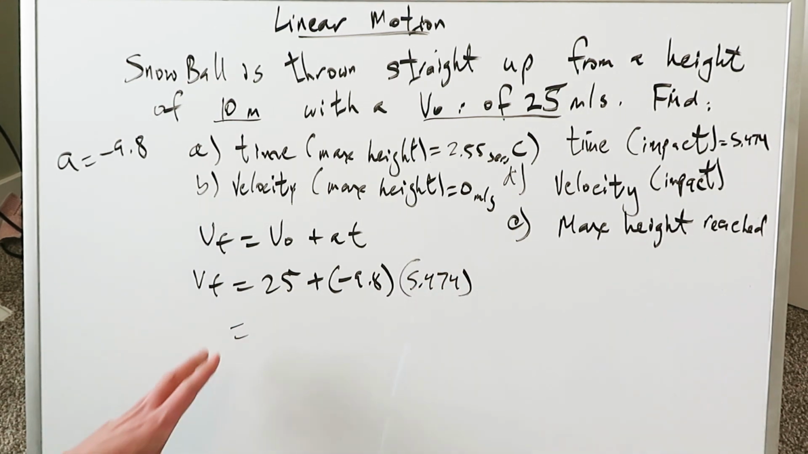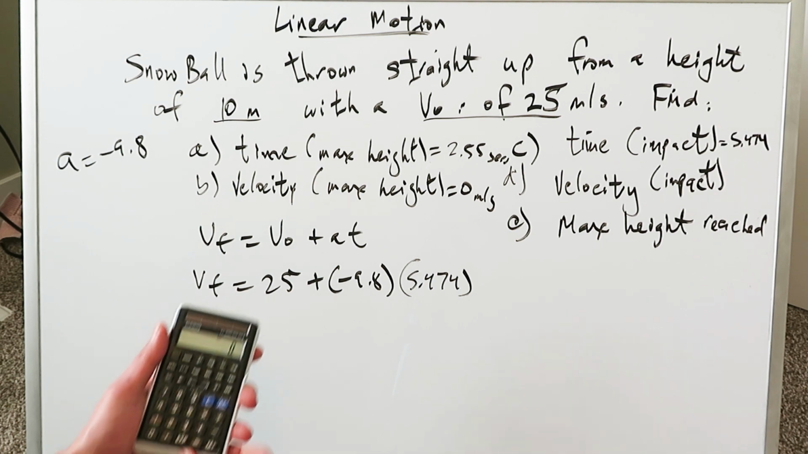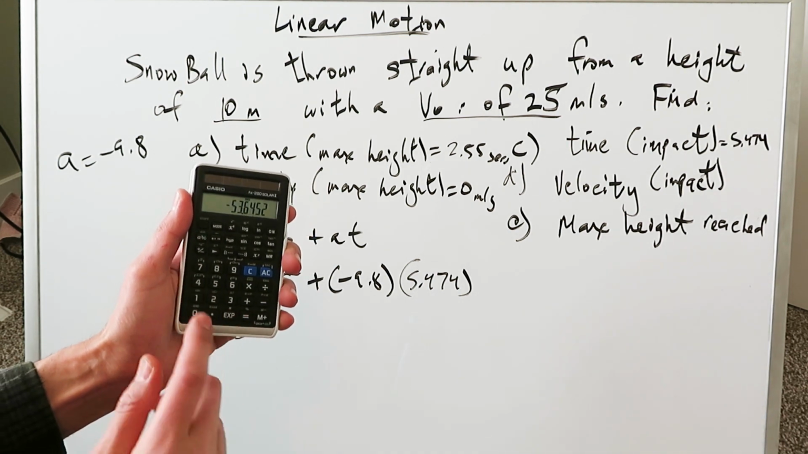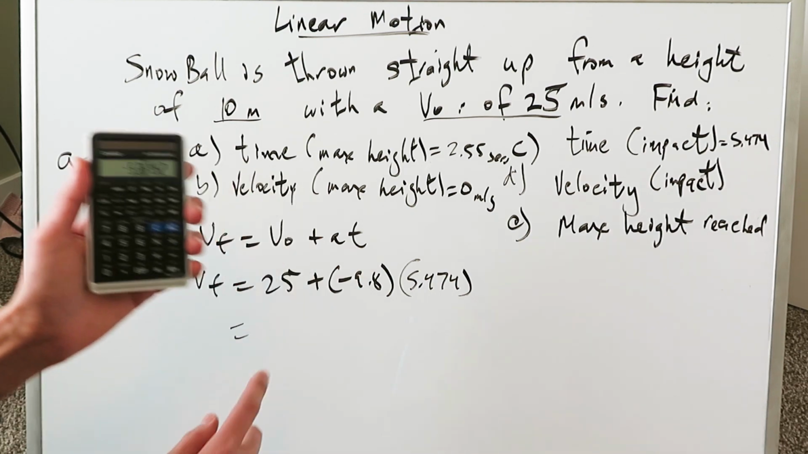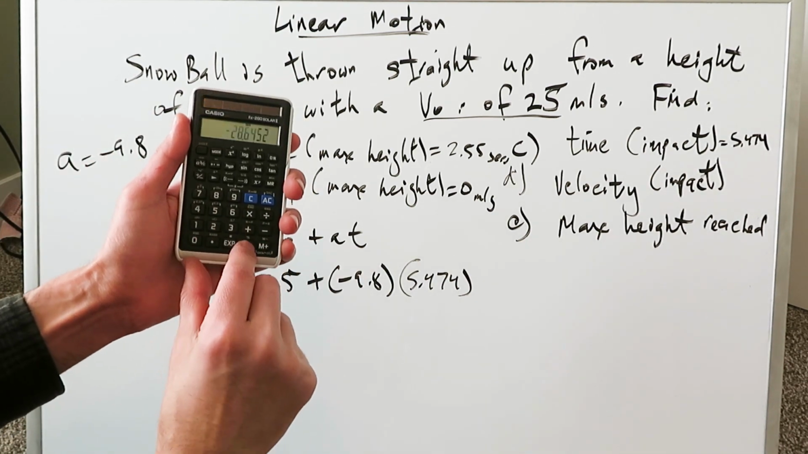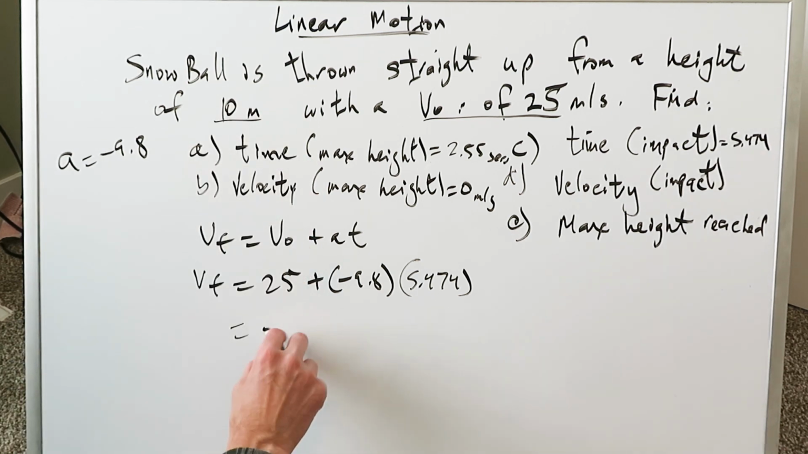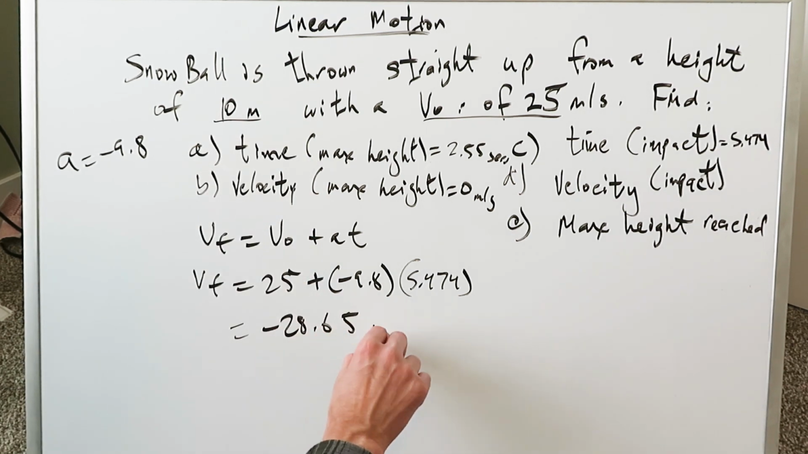Now look what will happen. We have everything in terms of the final velocity. Let's do it. We have minus 9.8 times 5.474. We're getting minus 53.6452. We'll add that to the initial velocity. I'm getting a value of minus 28.65, which I'm rounding, minus 28.65 meters per second.